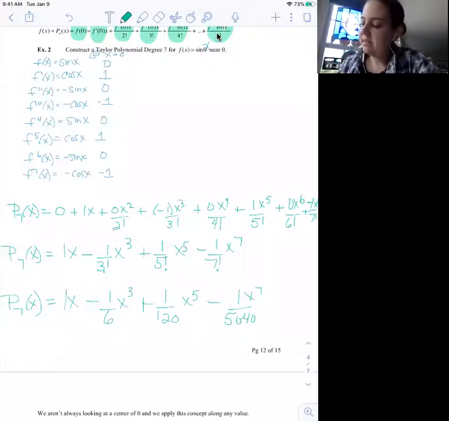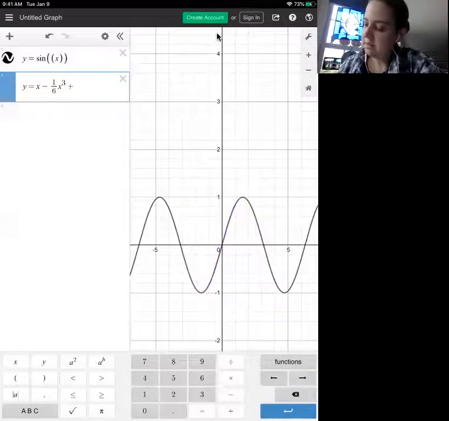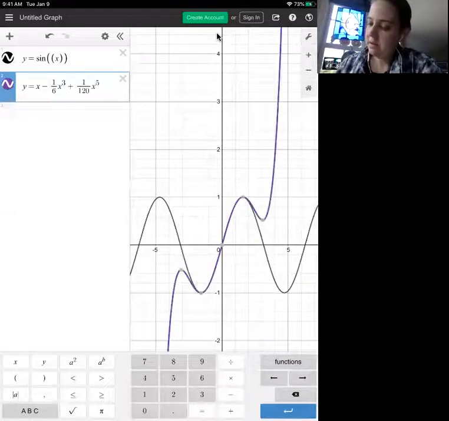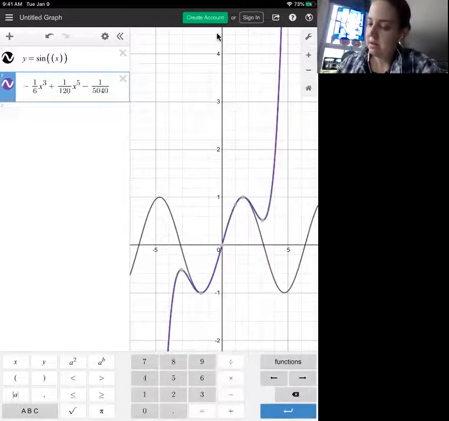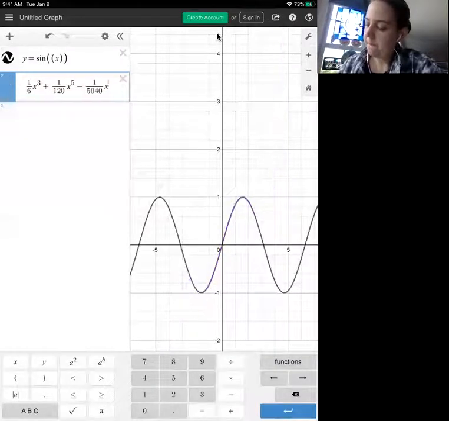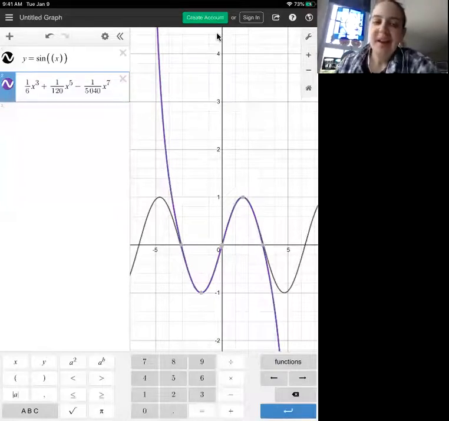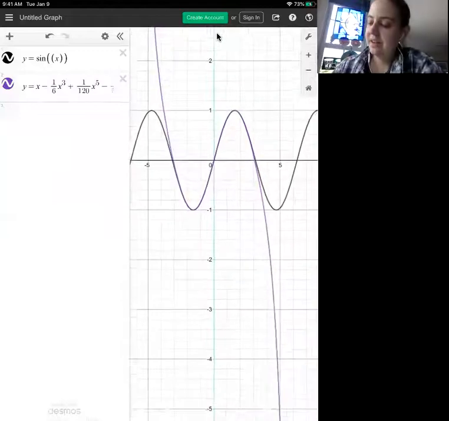Plus 1/120 x to the 5th, minus 1 over, it's 5,040, I think, x to the 7th. All right, there we go. See, this is where I think these are really, really cool. Now that I have a polynomial to the 7th term, look how much of that matches your sine curve. That's really cool.